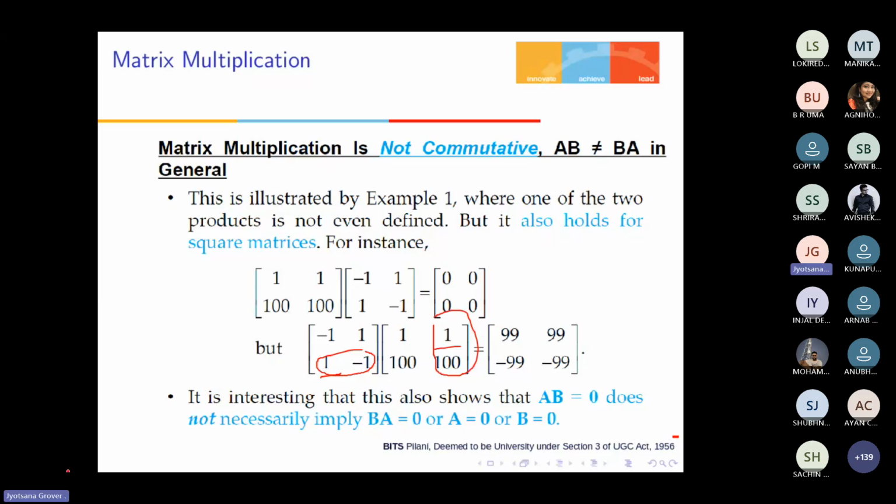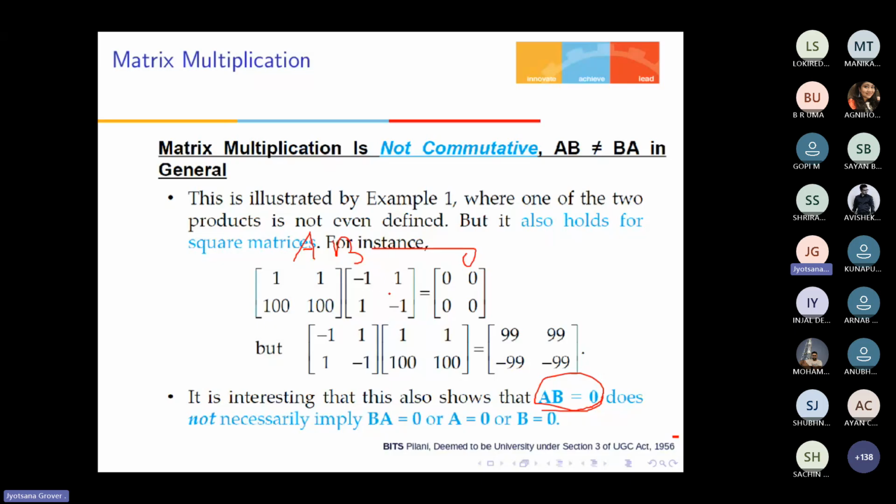Now, there is one interesting observation. When you multiply two matrices A and B, the result is a 0 matrix. But it does not imply that either A is 0 or B is 0. Neither A is 0 nor B is 0. Agree or not? This line is saying, even if the product of two matrices is 0, it does not imply that A is 0 or B is 0.